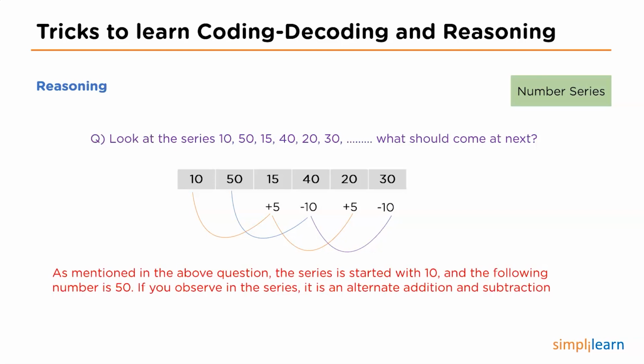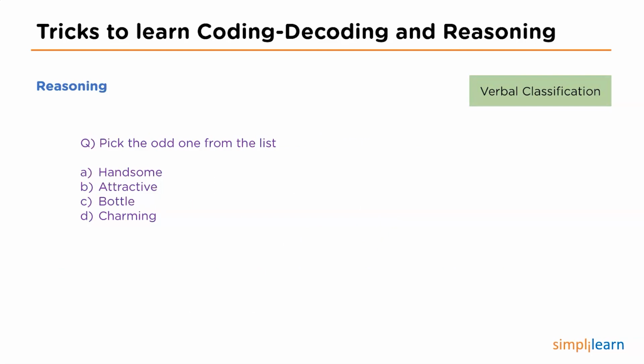Now let's have a look at the verbal classification concept. In this type of reasoning question, you have 4 words. All 4 words except one are related to one another in the same manner. 3 words out of the 4 words will be in the same classification. You have to select the one word that is not related to the other words.